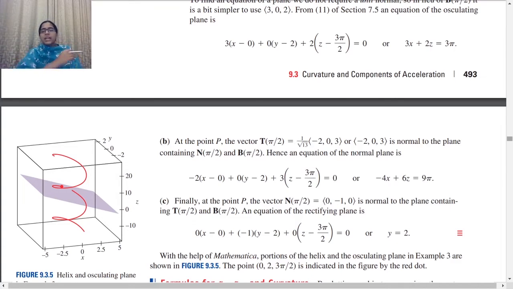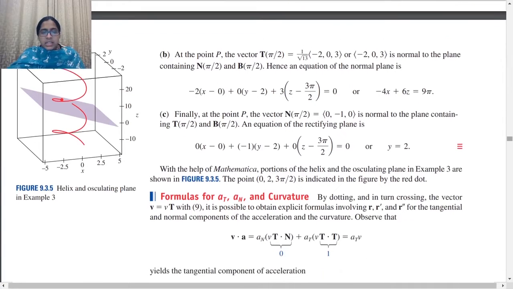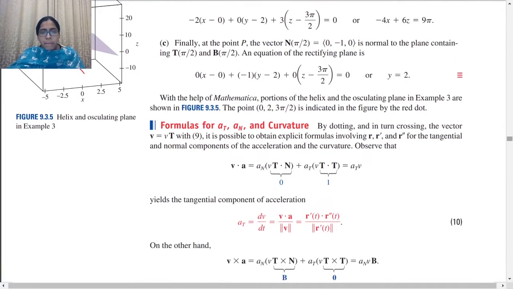And similarly, we can find the equation of the rectifying plane. The rectifying plane is none other than the plane containing t and b. So what will be the normal to this plane? It will be the principal normal. So we will find n of pi by 2, which is nothing other than the vector 0i minus j plus 0k. We are simplifying it, and that will be the normal to the plane containing t and b. So the equation of the rectifying plane will be as given. So you can refer to the figure 9.3.5.